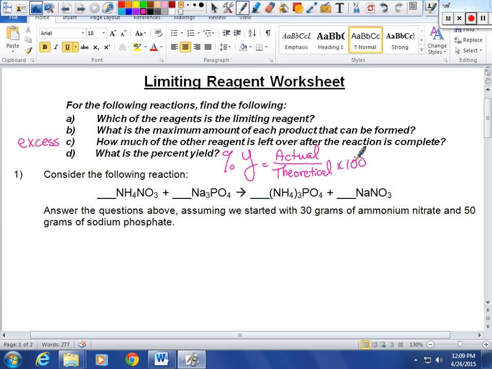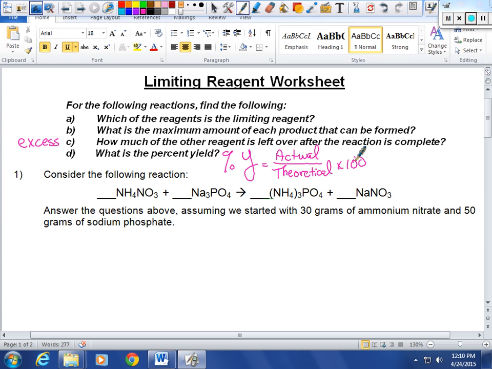Okay? Now, again, to work any stoichiometry problem, a minimum is a percent Y. Percent Y stands for percent yield. Yep. All of that times 100. So basically the fraction times 100. Okay. So let's go ahead and look at problem number 1.